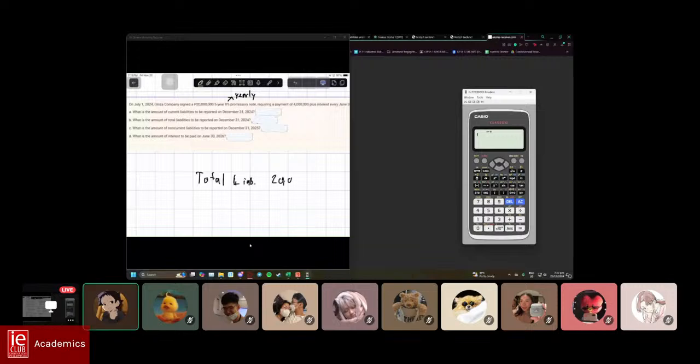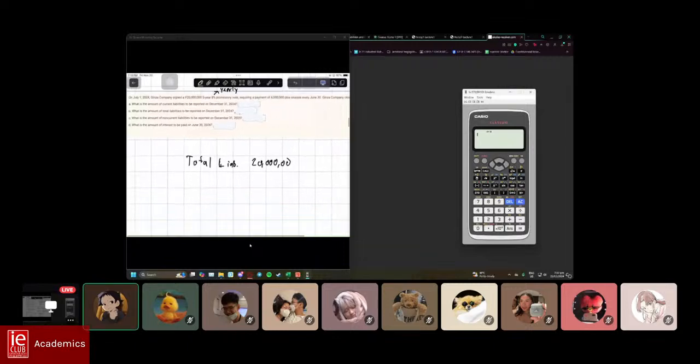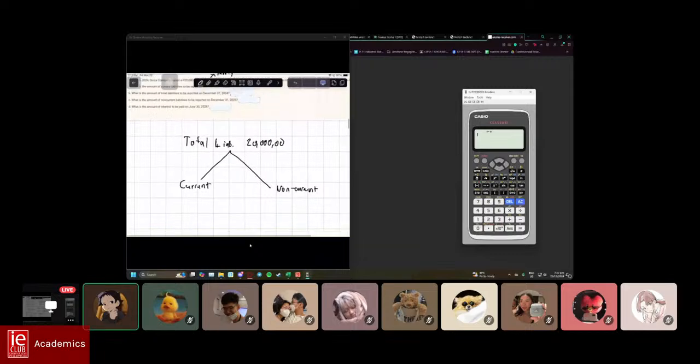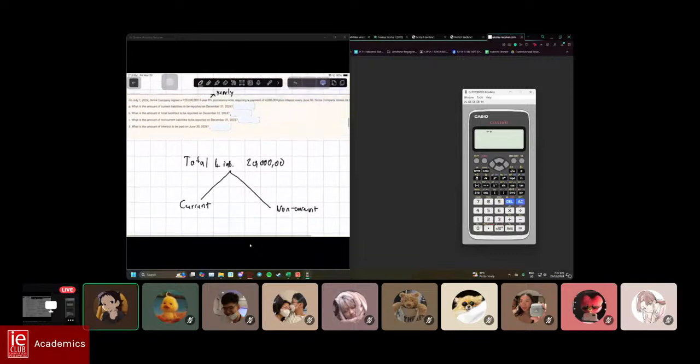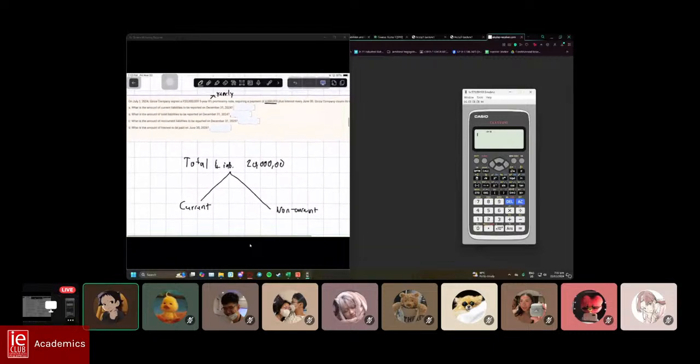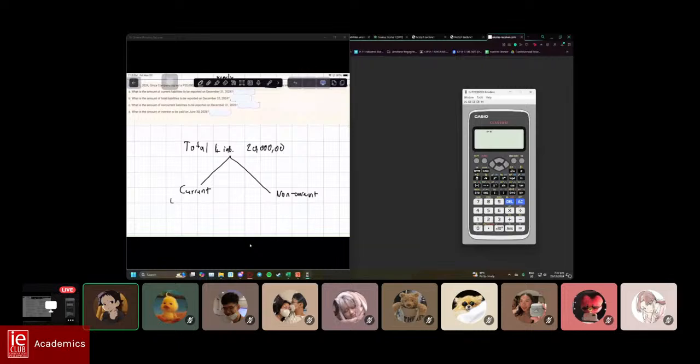So we start with 20 mil. And then on December 31, 2024, some of these are going to be current and some of them are going to be non-current. So the first thing that we know for sure is the current liability by that time is the 4 million that we're going to have to pay on the next June 30. So we have our 4 million.